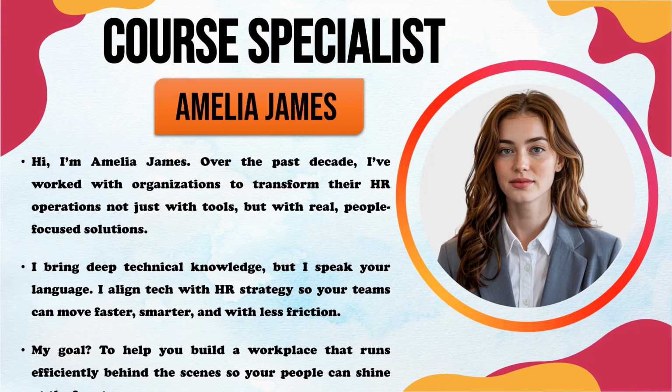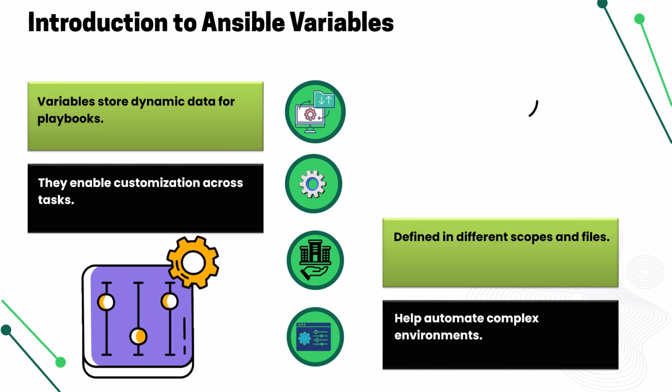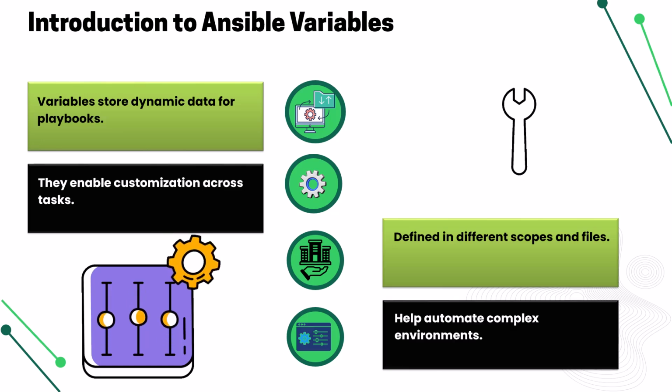Ansible variables are like the personal assistants of automation, always ready to adapt to changing scenarios. They hold dynamic data, letting you tweak configurations easily. Think of them as travel checklists. Every trip has different needs, and variables ensure you don't forget anything crucial. Without them, automation would be rigid, and let's face it, nobody likes rigidity.